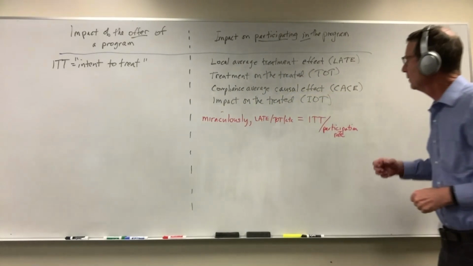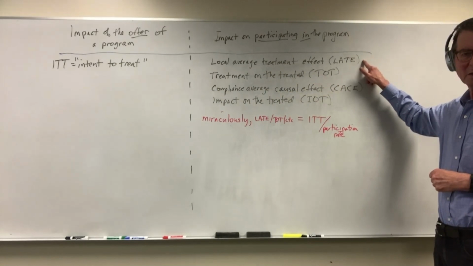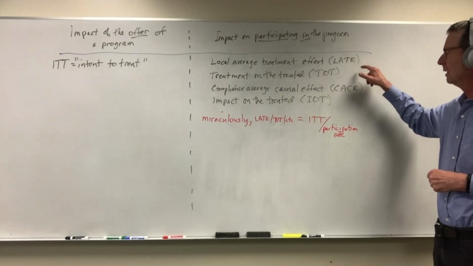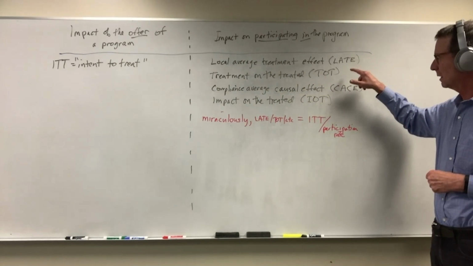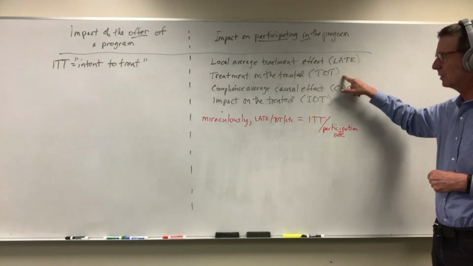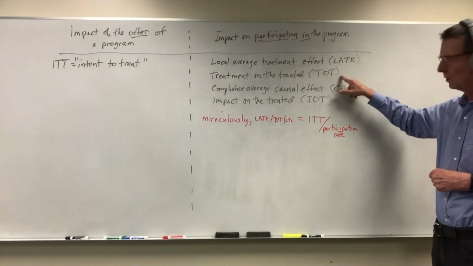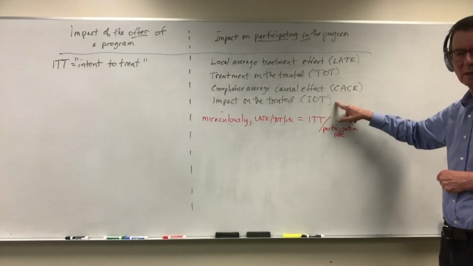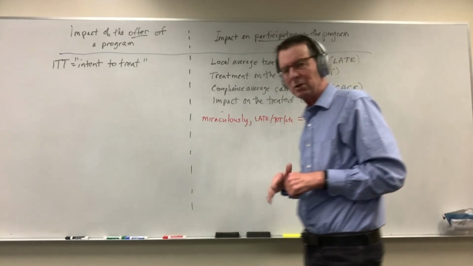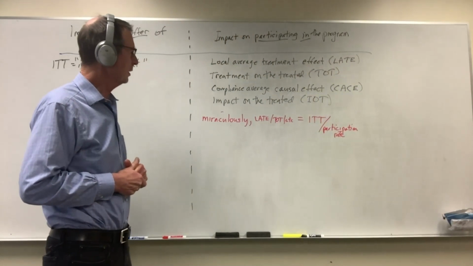The economics literature tends to talk about LATE, L-A-T-E, the local average treatment effect. The more conventional psychological and education literature will talk about TOT or maybe IOT. But as I say, they all mean the same thing. They're just different phrases for expressing the same thing.